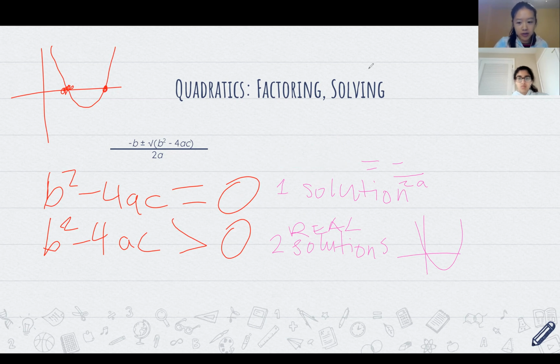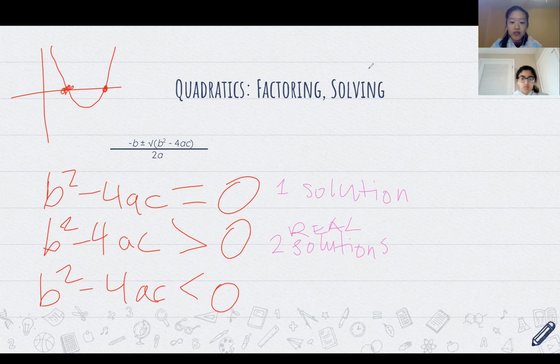And the final condition is if b squared minus 4ac is less than 0, then there are no real solutions. In other words, there are imaginary solutions, but we're not going to mess with imaginary numbers yet. So basically, if b squared minus 4ac is less than 0, there are no real solutions.